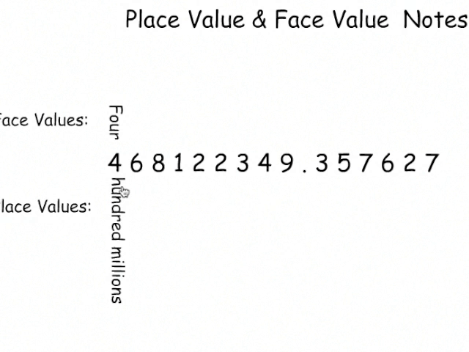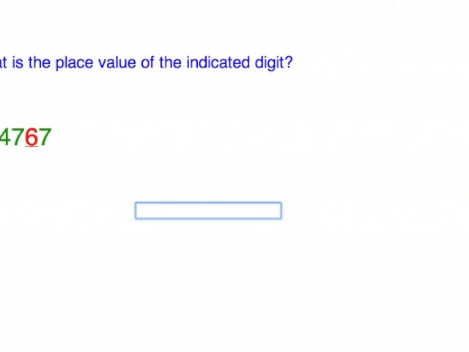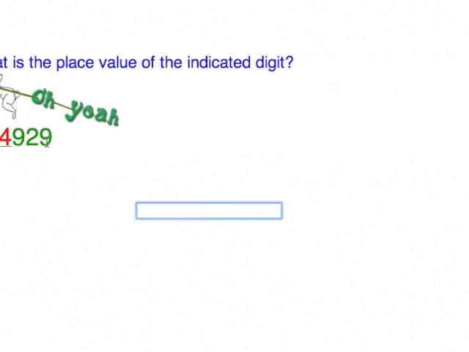Let's look at some examples. What is the place value of the indicated digit? So we just have to say what the place is. Now, these ones don't have decimals, so we don't have to worry about that. So this is the ones. The next one is the 10. So it's ones, tens, hundreds, thousands. Okay, so that's going to be the tens. Okay, ones, tens, hundreds, thousands. So the 4 is going to be in the thousands.